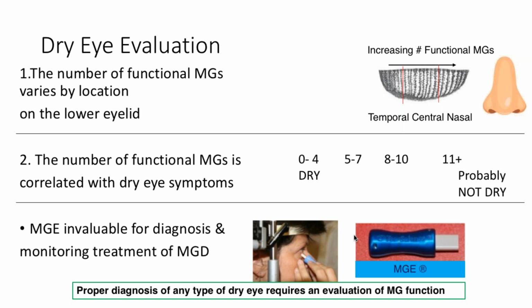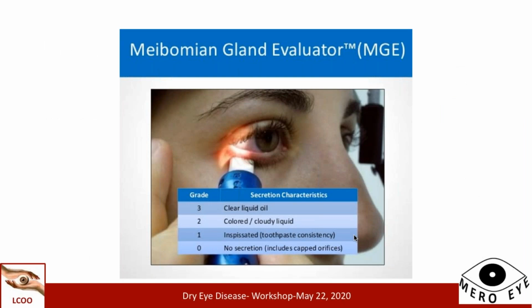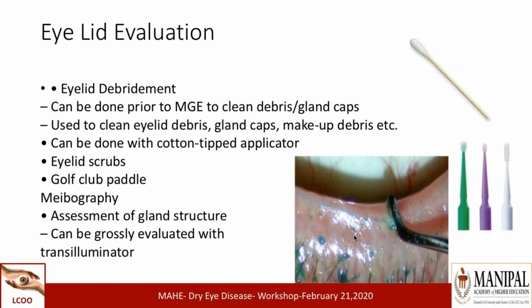Quantifying helps because when you treat the patient, you would know if these glands open up and start discharging well. You will also know that the treatment is working. So you could use an evaluator. As I said, you could also use your finger. You can also use a bud to do the same thing. The next is using lissamine green stain, you can do that. You can also debride the lid, you can clean the lid with a cotton tip applicator and then evaluate the lid.